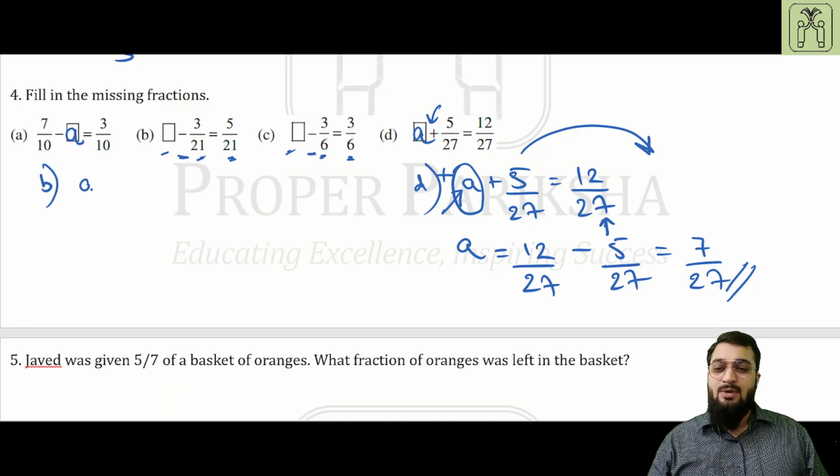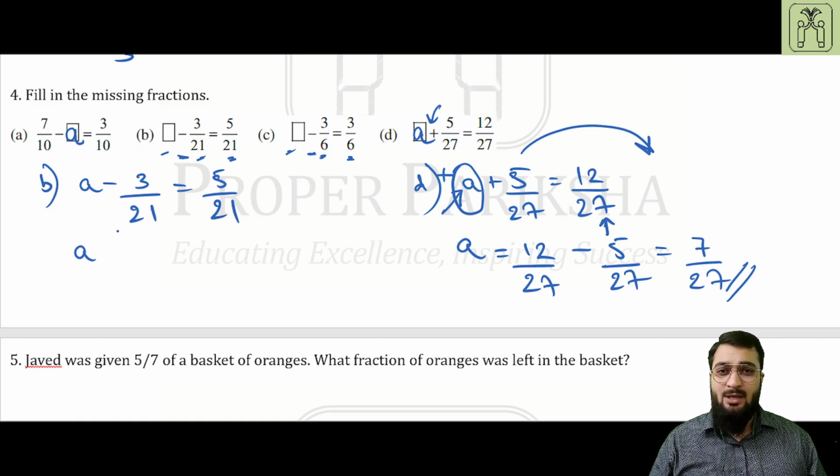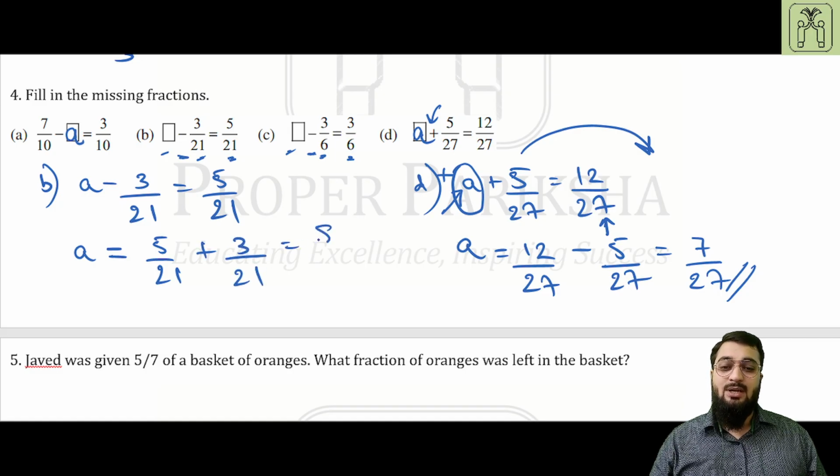Now again we will take a minus 3 upon 21 is equal to 5 upon 21. Taking it to the other side to remain positive, a will be left unchanged. A is equal to 5 upon 21 plus 3 upon 21, and that will make 8 upon 21. Also, if it had been minus 5 upon 21, it would have been minus 5 plus 3.